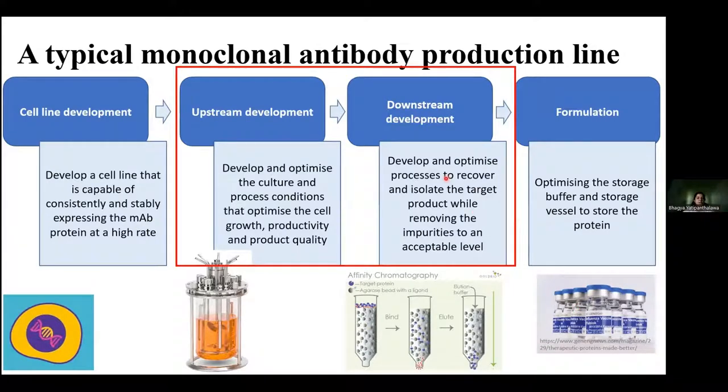And in all these steps, scalability will also be considered as the final product manufacturing will be done in large scale. So the scientists working specifically in the upstream and downstream process development have to keep the scalability in mind. And once the process is developed, large scale manufacturing will start. The upstream and downstream development will be mostly something we can contribute as chemical and process engineers.